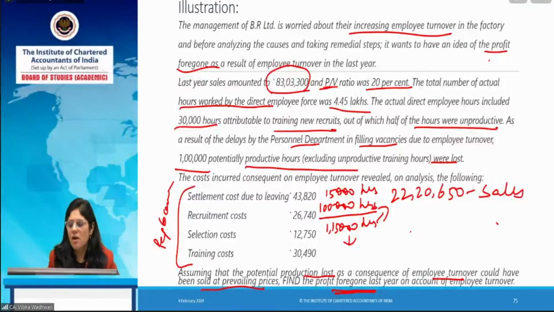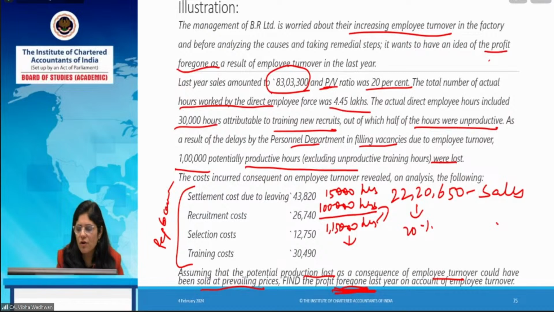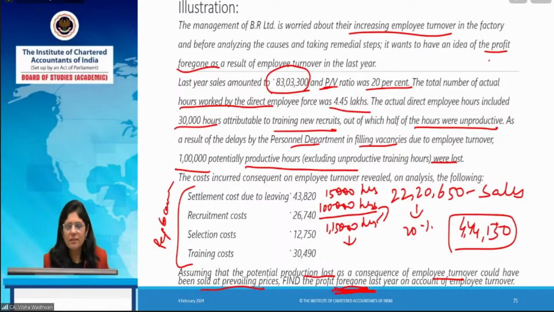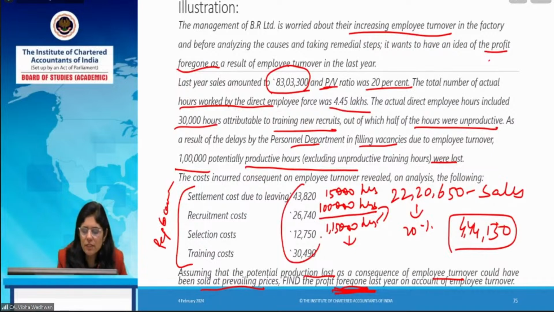All right. So how much is the profit we have lost? 20% of profit foregone due to the loss of sales. So 22,20,650 into 20%, 4,44,130 profit we have lost. All right. 4,44,130 profit we have lost due to this employee turnover. All right. So this is what we have to calculate, and plus all these total costs. So this is the total cost due to employee turnover.